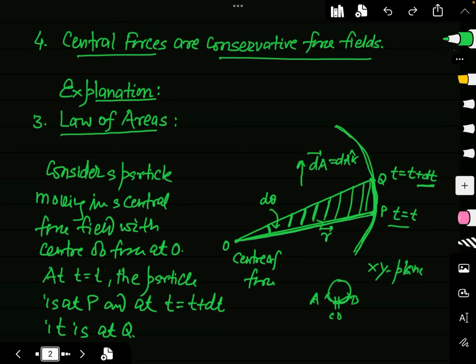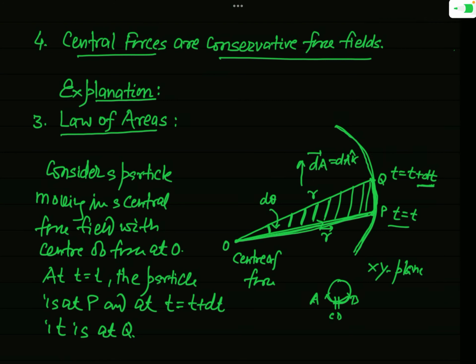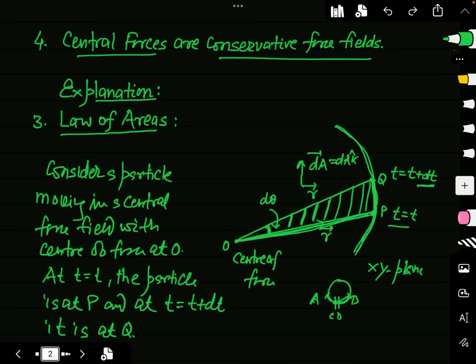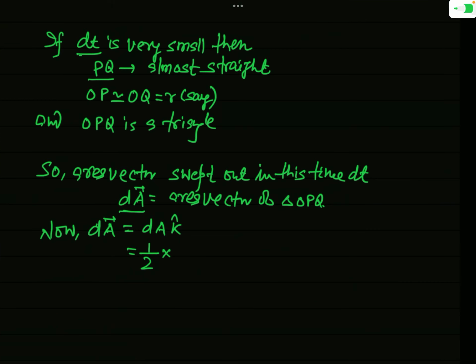So what will be the base? Base is PQ, you can see, and height will in fact be OP or OQ. Both will be equal to R, because we consider that Q is very close to P. So OQ and OP are almost the same, and this angle d theta is very small, almost 0. Okay, so this will be in fact 1 by 2 OP times PQ.